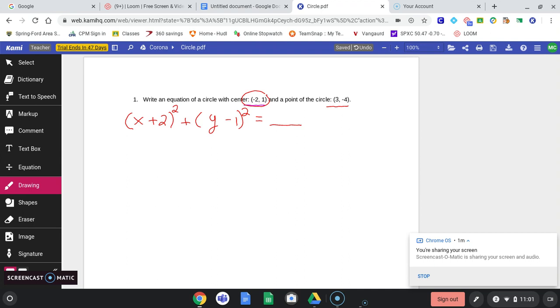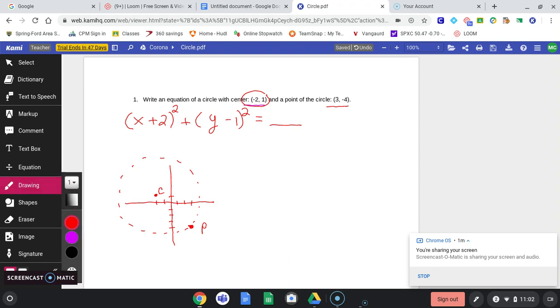So what I'm going to do is graph these two points and look at a strategy that we used earlier in the year to calculate the radius. I'm just going to do a little rough sketch here. (-2, 1), that's my center, and then the point on the circle is at (3, -4). So that point on the circle would be right there. You can visualize the circle going around here, but I can't count the radius, so I have to find the radius.